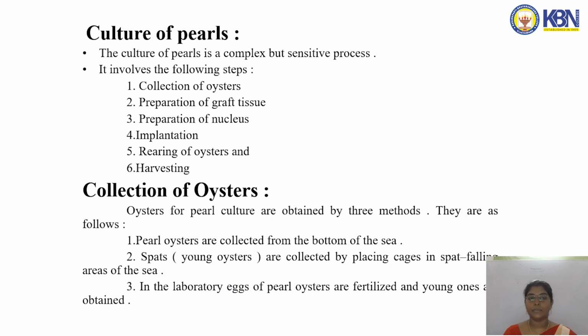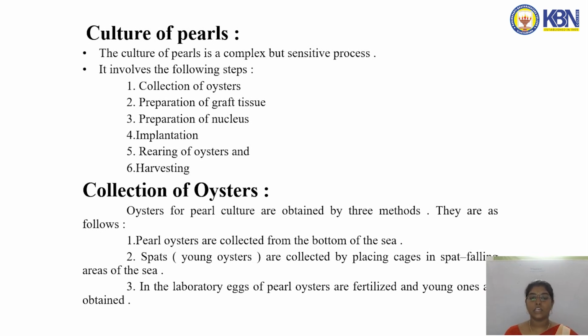Next, culture of pearls. The culture of pearls is a complex but sensitive process. It involves the following steps. First one, collection of oysters. Second one, preparation of graft tissue. Third one, preparation of nucleus. Fourth one, implantation. Fifth one, rearing of oysters. And last step, harvesting.